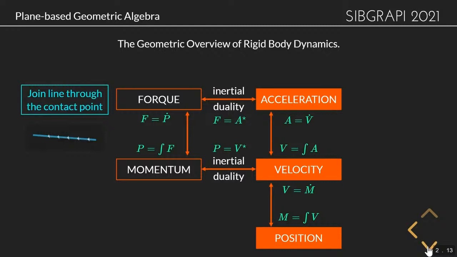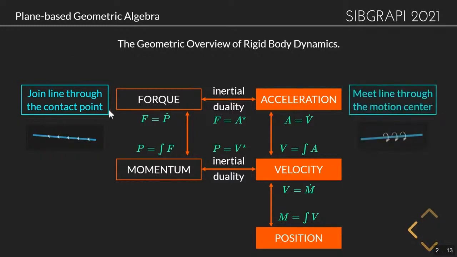And then the geometric picture, we've already said so, all of the forces are join lines through the contact point. So you can't have an easier way of doing this than just say, okay, you want to push somewhere, you take that point, you join it into a line with some other point, and this is your force acting at that point in the body. And then if we want to find out the acceleration that is caused by this force, we can just take the dual and we will get a meet line through the motion center. So if we push at infinity, our meet line will be through the origin. If we push at the origin, our meet line will be at infinity, which is exactly what this inertial duality does.